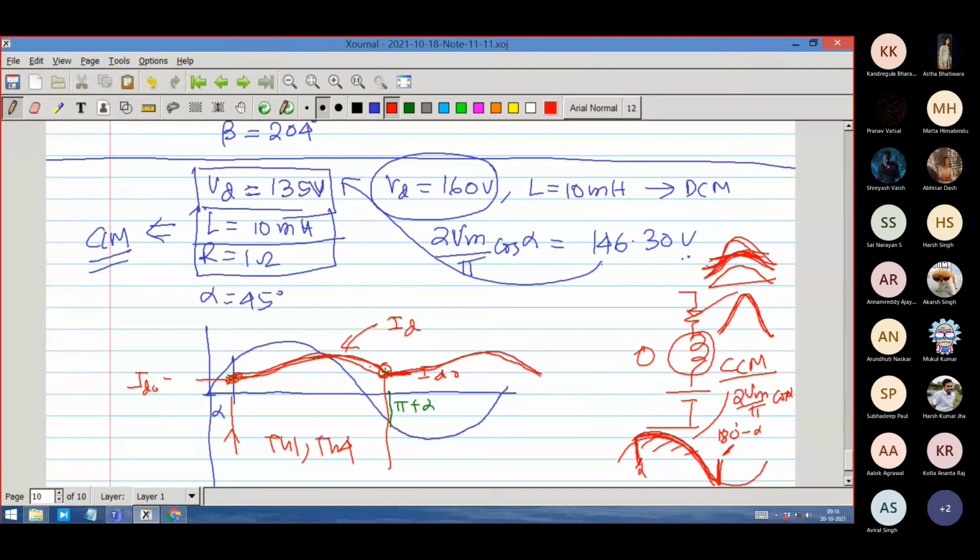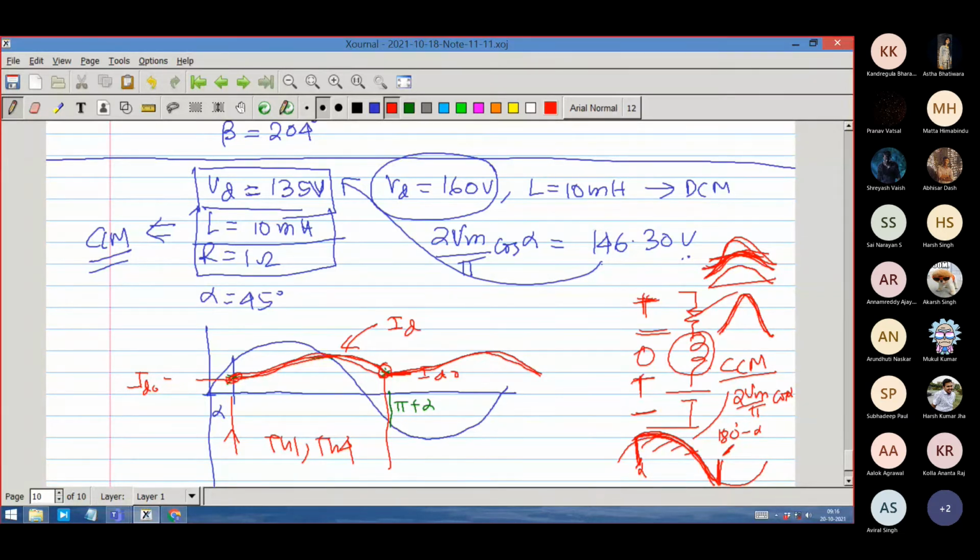On the load side, if it has sufficient time constant like L by R, and if the voltage is low, at least somewhat low, lower than 2 Vm by pi, then only the equation can be balanced. Otherwise, the equation cannot be balanced. The V rectifier must be equal to this drop plus this drop, right? It must be that, right? So this drop plus this drop is balancing in that manner in the continuous conduction mode, okay?